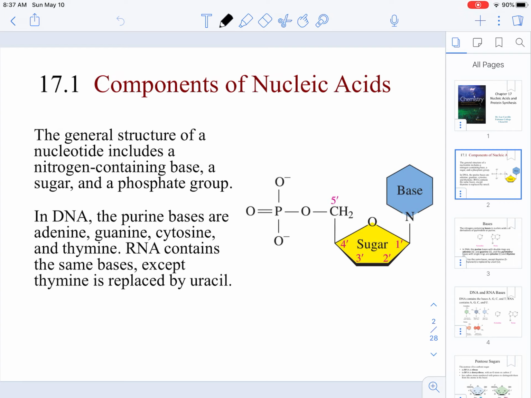So, understand that nucleic acids are going to be polymers that are made from what we call nucleotides. So again, nucleic acids are polymers. And remember, a polymer is something where we have the smallest subunit linked to one another. So nucleic acids are polymers of nucleotides.